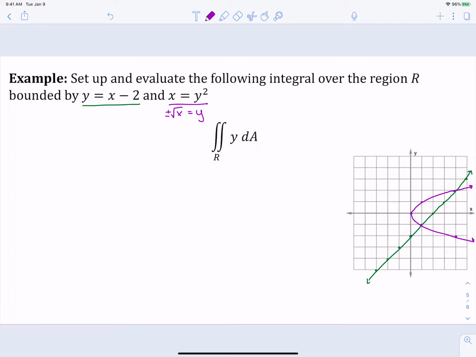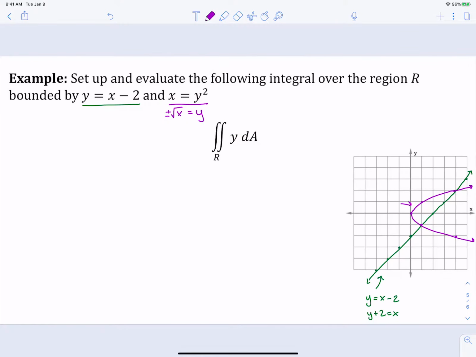Because both of these graphs, we could write them in terms of x or y. So this one is y equals x minus 2. It's also y plus 2 is equal to x. We could write the equation of that line either way. If you graph both of those in Desmos, they're the same line.